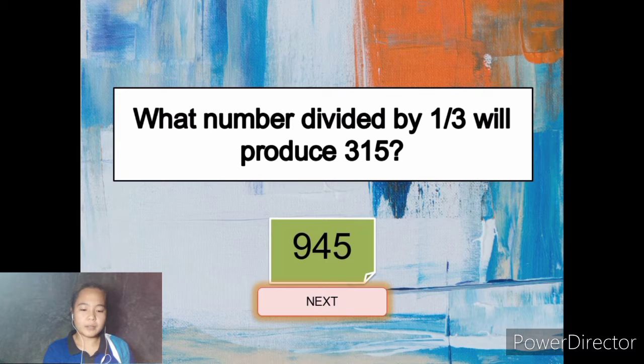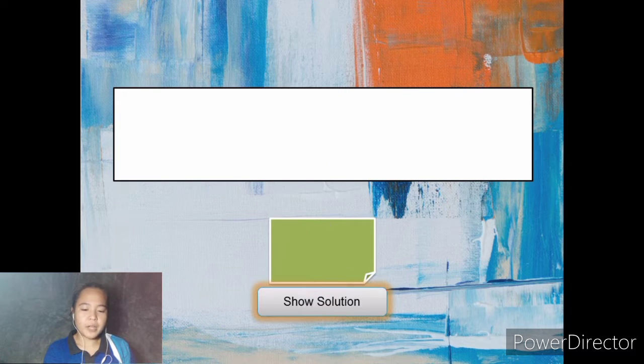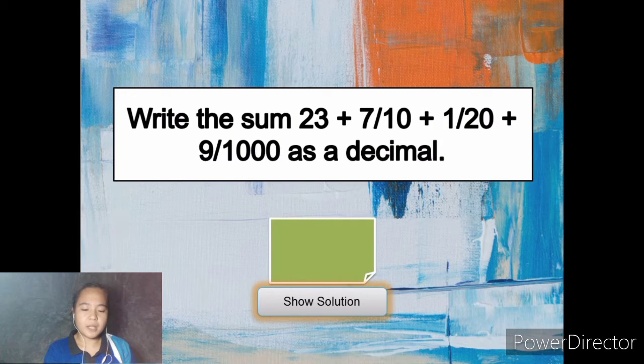So, next. Write the sum 23 plus 7 over 10 plus 1 over 20 plus 9 over 1,000 as a decimal. Ang sagot is 23.759. Ito yung solution kung paano nakuha yon. Diba kasi sabi as a decimal.